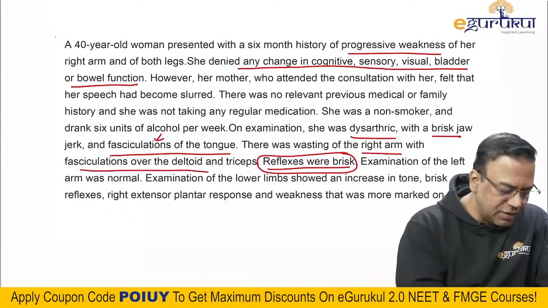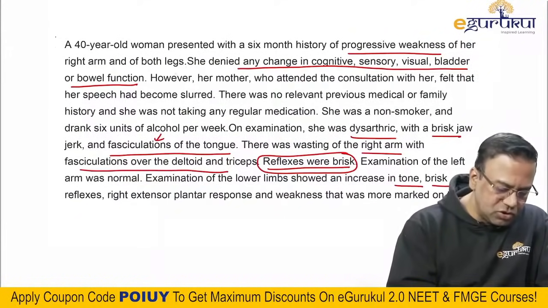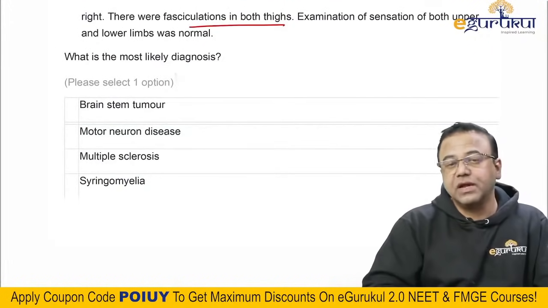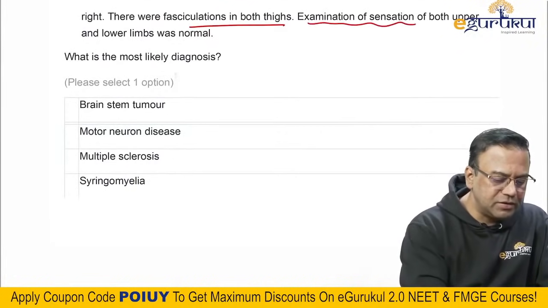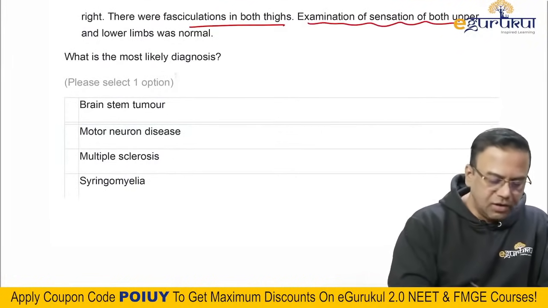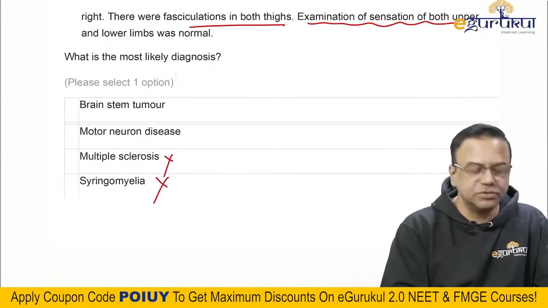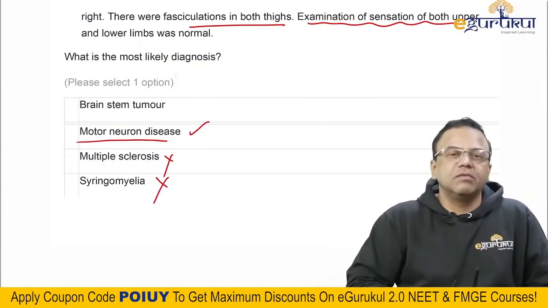Okay, fasciculations over deltoid, triceps is an LMN finding. Lower limb shows increased tone, brisk reflexes, and weakness. There were fasciculations in both thighs, which is an LMN finding. So you're noticing some UMN, some LMN, and the important point, sensory system totally normal. A normal sensory system rules out syringomyelia, multiple sclerosis. The answer is going strongly towards motor neuron disease. Okay, this is nothing but motor neuron disease.